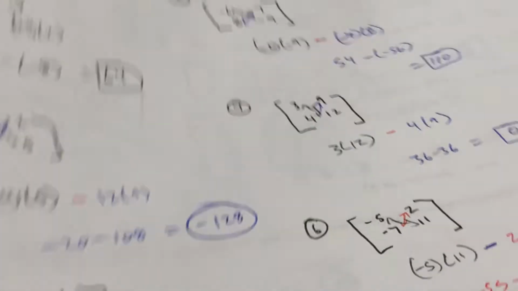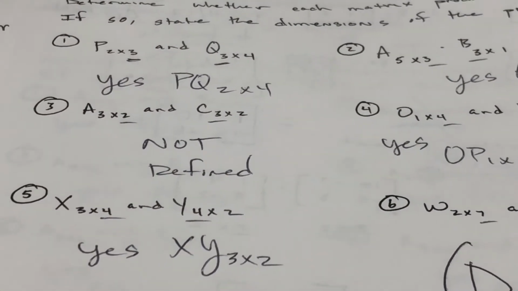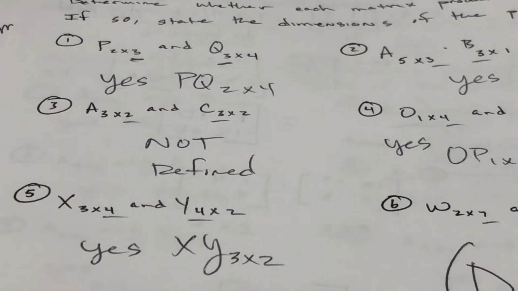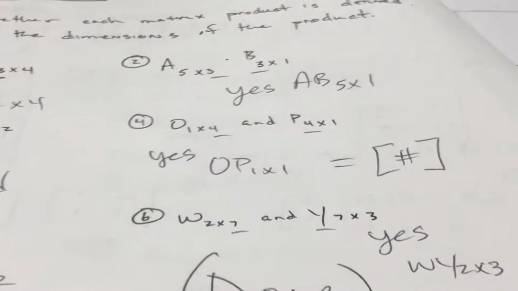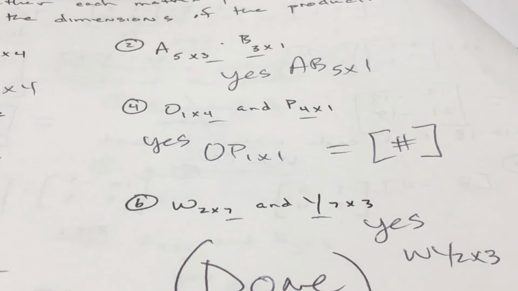All right, so this next page, 5, is just a review. So can you multiply? Again, look at those inner numbers, yes or no. So this should make sense. And if you can find the product, what are the dimensions? 3 is not defined. 2, 4, and 6 can happen. Number 4, that's just a single number, 1 by 1.